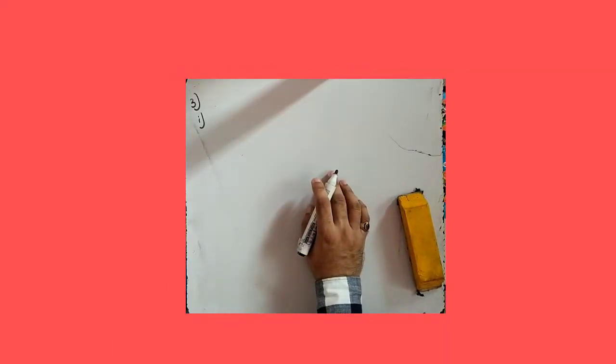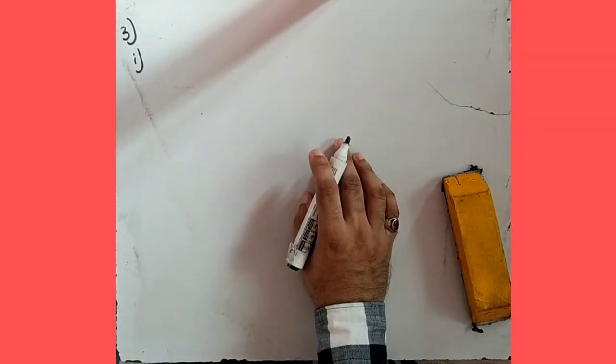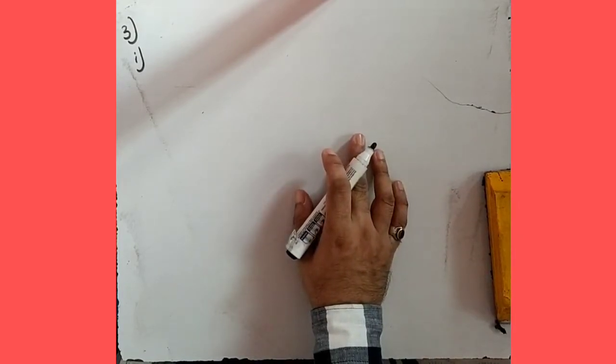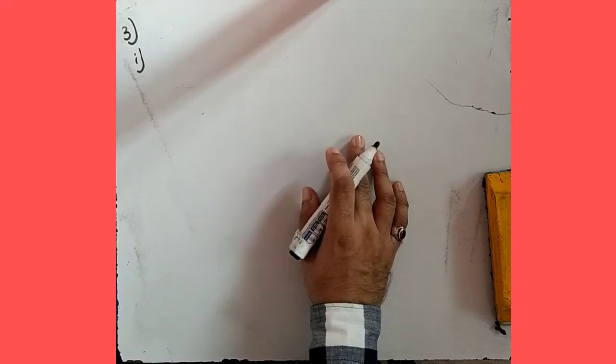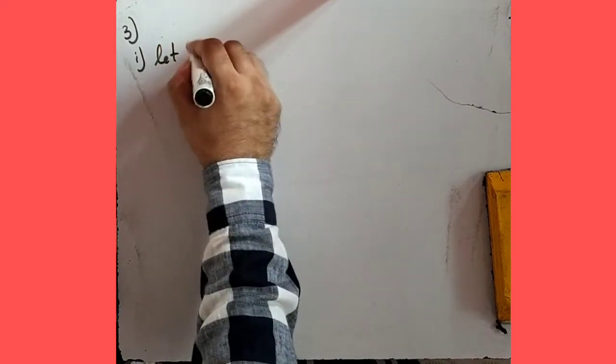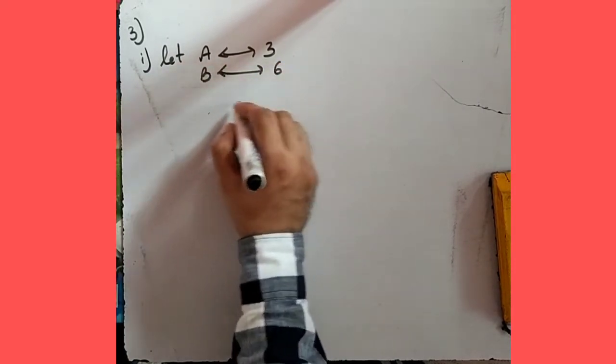In the third question, coordinates of some pairs of points are given below, and we have to find the distance between each pair. Coordinates are given and we have to find the distances. This we have done in the first exercise 1.1. Like, let A coordinate be 3 and B coordinate be 6.